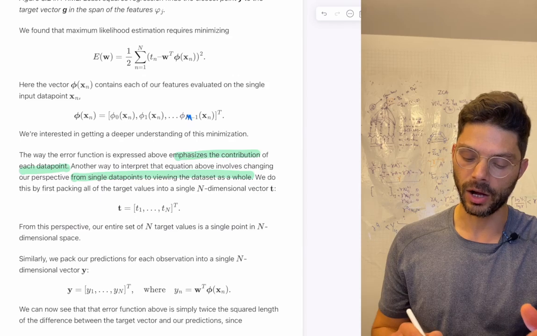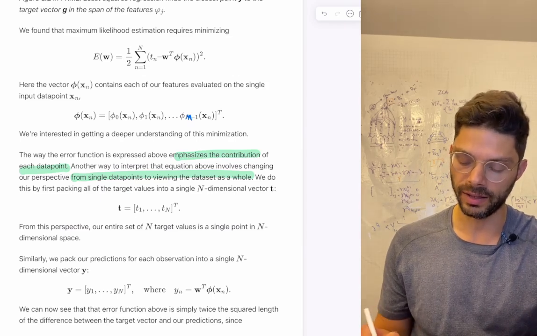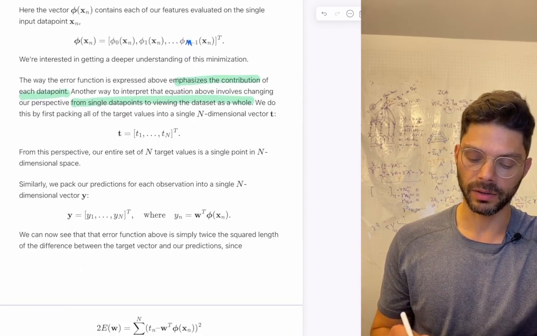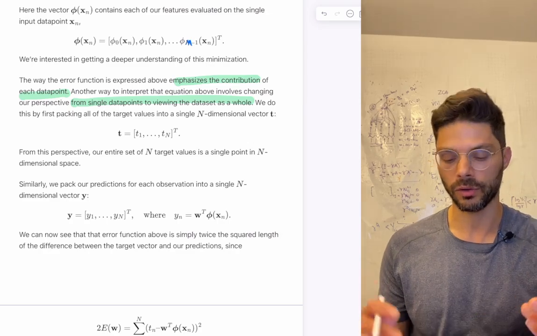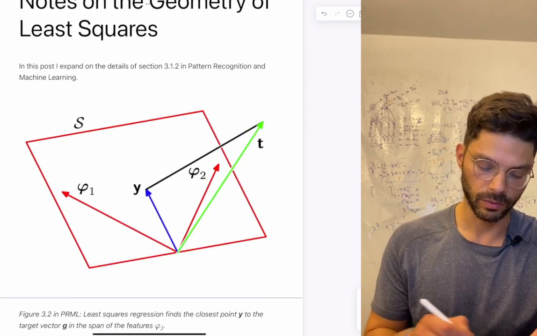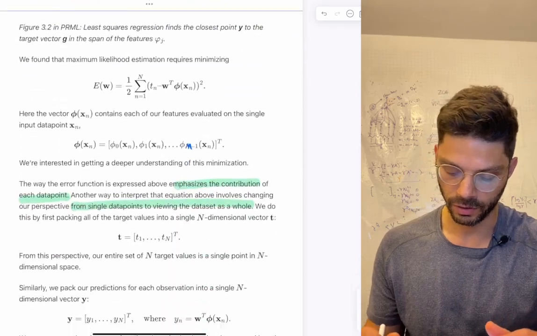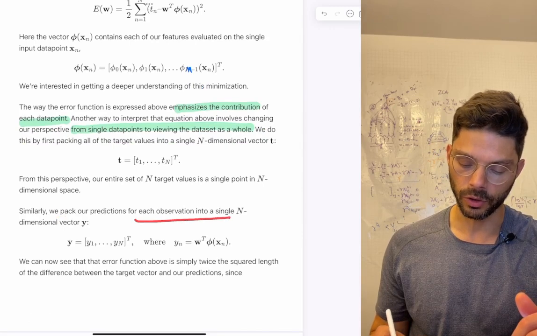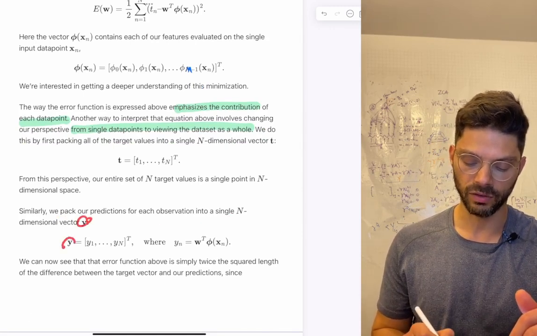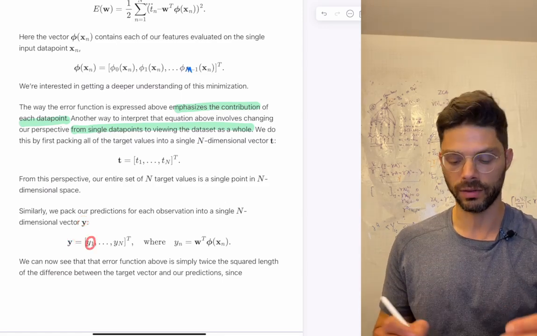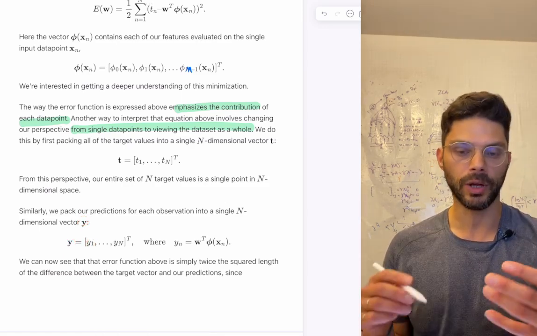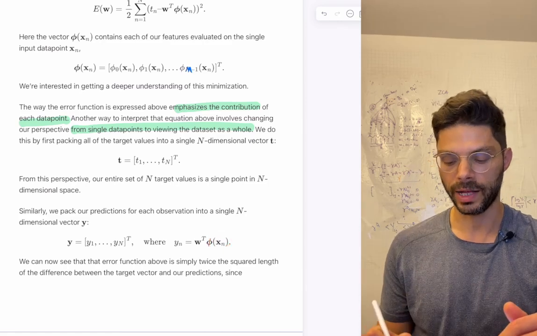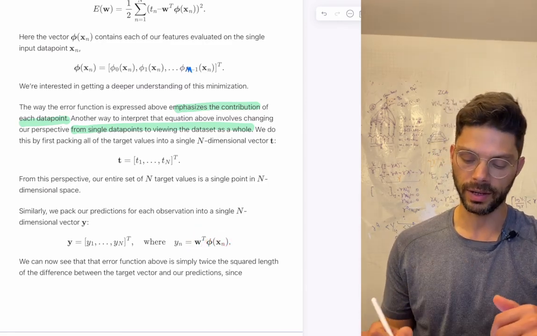We do this by first packing all of the target values into a single n-dimensional vector t, which is that. From this perspective, our entire set of n target values is a single point in n-dimensional space. So that's just this point right here, which we've already discussed. So you guys are all familiar with that. Similarly, we pack our predictions for each observation into a single n-dimensional vector y, and this is y. For every single observation 1 to n, we're going to have some prediction. That prediction is formed by taking these weights and doing a linear combination of our features evaluated on that data point, weighted by our weights. And that's how we write that.